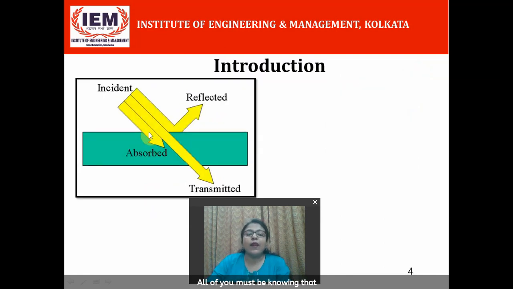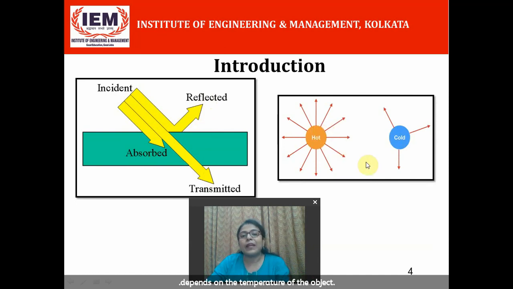All of you must be knowing that when radiation is incident on a surface, a part of the radiation gets reflected back into the same medium and a part gets transmitted into the other medium, and some portion of the radiation is absorbed by the surface. As the surface absorbs this radiation, it can also emit radiation. The emission of radiation by an object depends on the temperature of the object. If the object is of a low temperature, then it will emit less radiation, and if the object is of a high temperature, then it will emit more radiation.